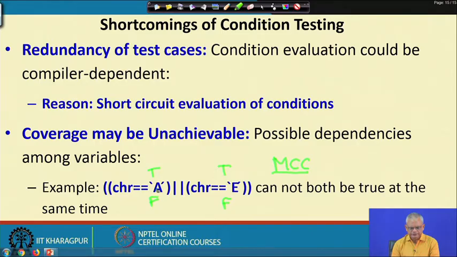Can we achieve both of these true at the same time? No, because the character cannot be both A and E at the same time. So, we cannot achieve multiple condition coverage testing for this, and that we must keep in mind: we cannot achieve multiple condition coverage testing even though we deploy thousands of test cases. We cannot achieve multiple condition coverage even for simple expressions.